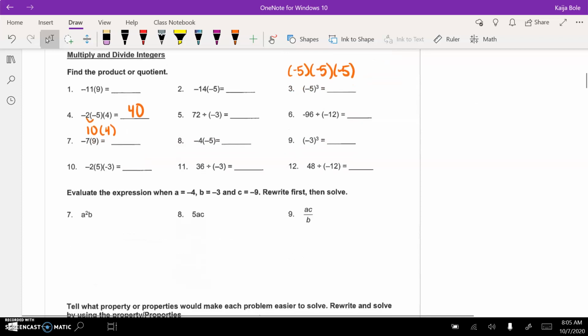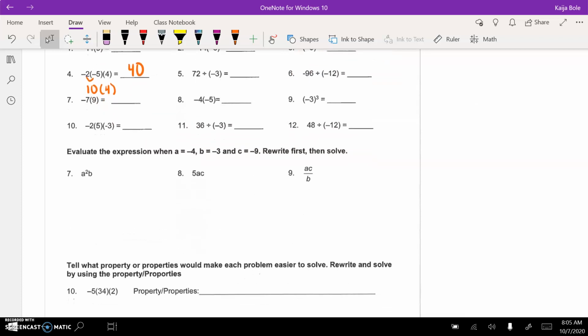3 and 9 are very similar. Now, number 7 through 9, evaluate the expression when. So this is where you're plugging in the numbers for the letters. For number 7 here, A is -4, so this would be -4 squared times B, which is -3. Okay, and we really want to use the parentheses here. So this would be like saying -4 times -4 times -3. So -4 times -4 is 16, times -3, which would give us -48 for our answer. Make sure you rewrite it first with the numbers and then try to solve it. Don't do both at once.